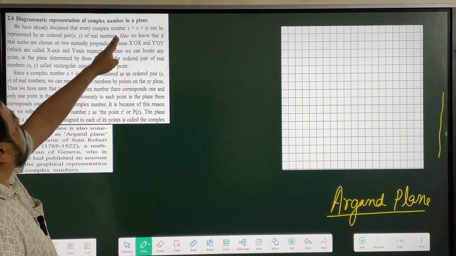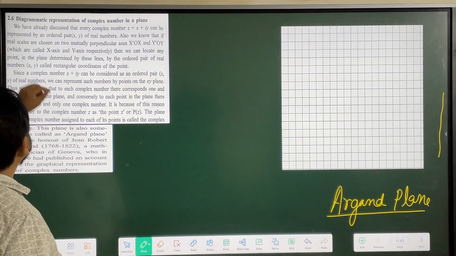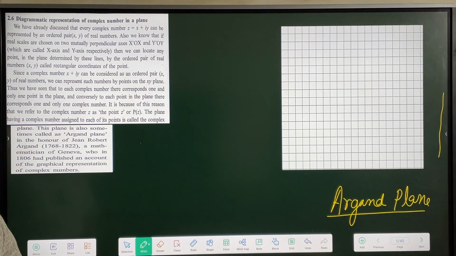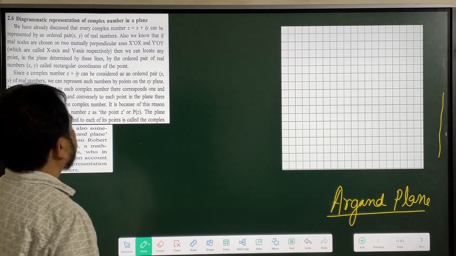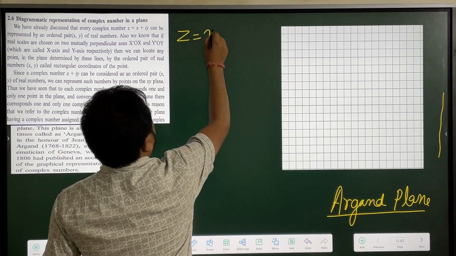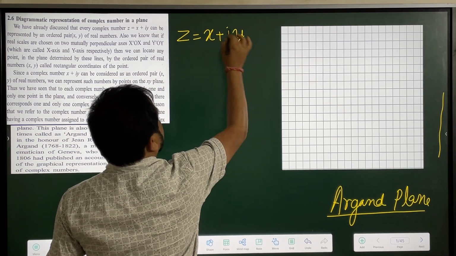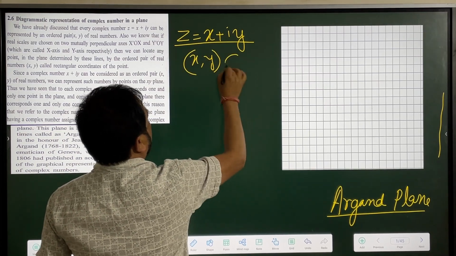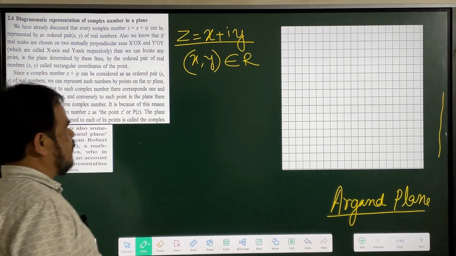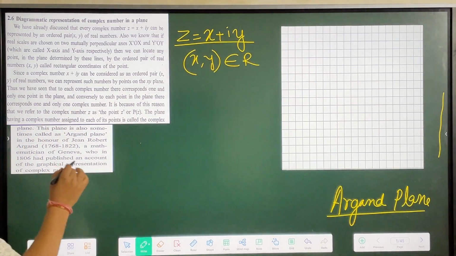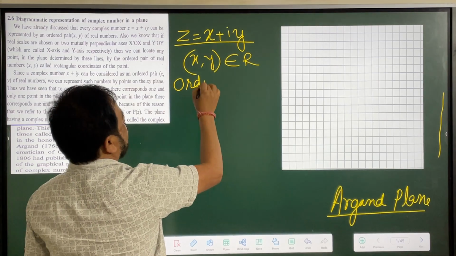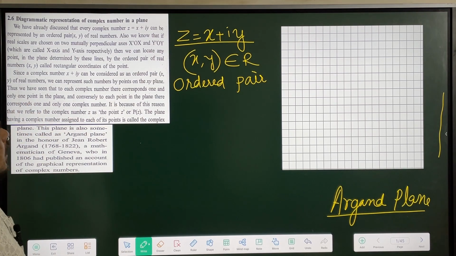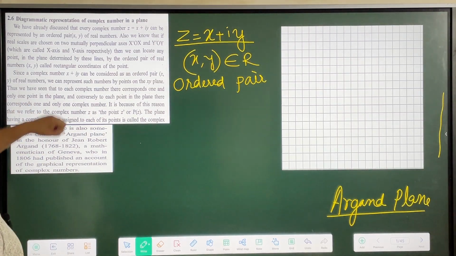Diagrammatic representation of a complex number in a plane. We have already discussed that every complex number z equals x plus iy can be represented by an ordered pair (x, y) which is real. z equals x plus iy is a complex number, but x comma y are both real numbers. (x, y) means this is an ordered pair. We already got ordered pairs in the first chapter. The ordered pair (x, y) belongs to R, the real numbers.